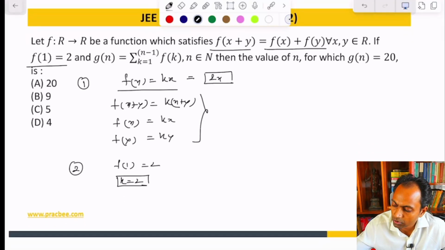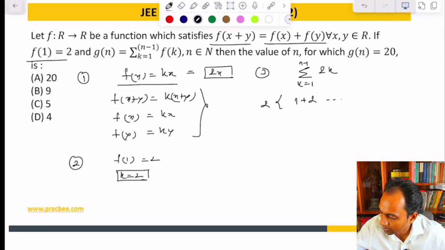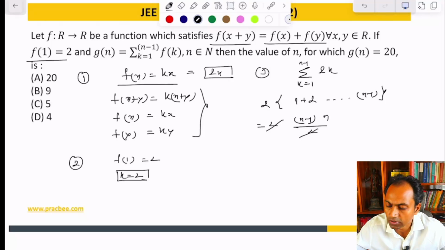Now let us look into what they are asking after this. This becomes the actual question. They are saying that Gn, we need to write as summation from k is equal to 1 to n minus 1 of 2k. Since they are writing in terms of k, it is better to write k here. So if you write it down, this would be equal to 2 times 1 plus 2 and so on till n minus 1. So you can directly use the formula n into n minus 1 by 2. In place of n, put n minus 1. So this cancels out, and this is what we are getting.